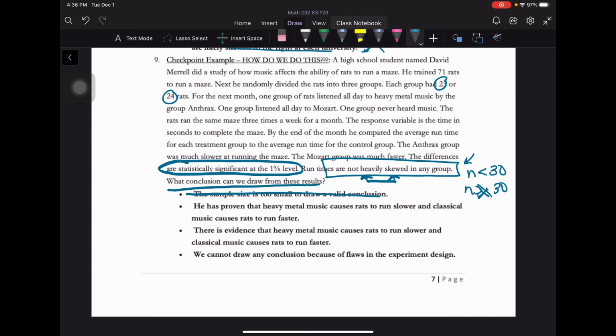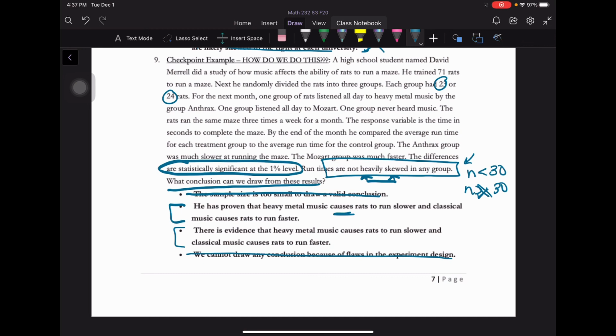He has proven that heavy metal music causes rats to run slower. That's a lofty statement there with the causing. The causation, remember, if we're doing observations versus experiments, we get into some issues. And then even with experiments, causation is kind of tricky. So let's hold off on that for just a minute. There is evidence that heavy metal music causes rats to run slower and classical music causes them to run faster. Okay, so evidence again. And then we can't draw any conclusion. Well, there aren't any flaws in the experimental design. We said that back in module 4.